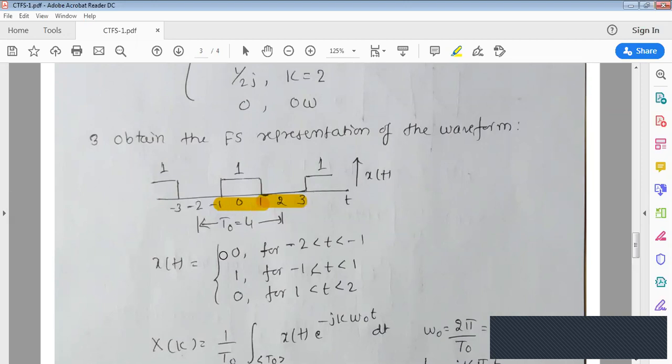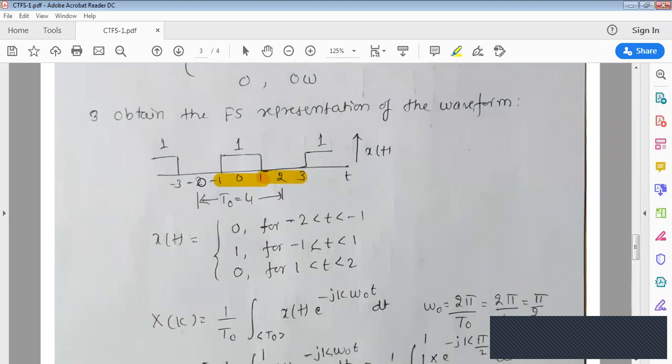Choice is yours. So now I'll write minus 2 to minus 1. What is the value of the signal? 0. Next, 1 to 2, the value is once again 0. So minus 1 to 1, the value is 1. Write the definition of the signal within the interval chosen. I have chosen from minus 2 to plus 2. You can choose from anywhere else. If you choose from minus 1 to plus 3, what happens? Minus 1 to plus 1, the signal will become 1, and 1 to 3, the signal will become 0.